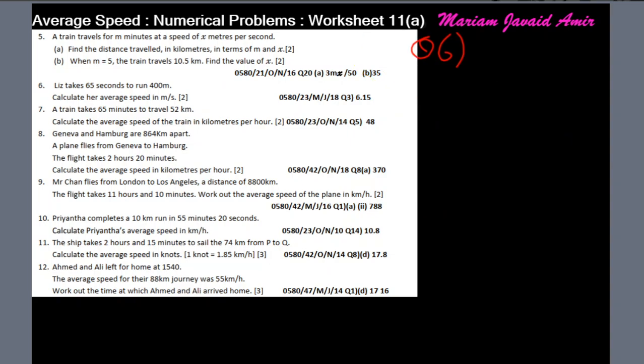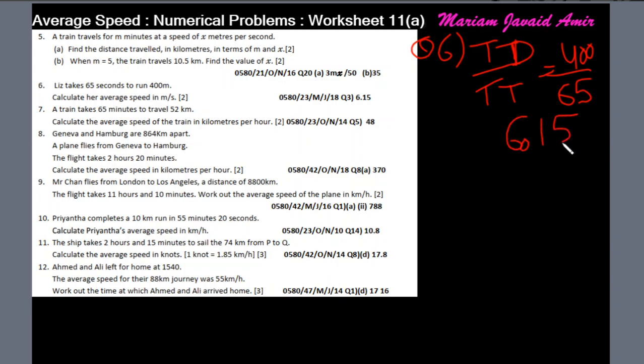Next up is question number 6, which says that Liz takes 65 seconds to run 400 meters. Calculate her average speed in meters per second. So average speed is total distance over total time. Total distance is 400 meters and total time is 65 seconds. So divide these two and we should get the answer, which rounded off will be 6.15. We round it off to 3 significant figures.